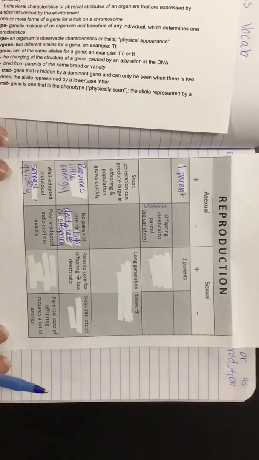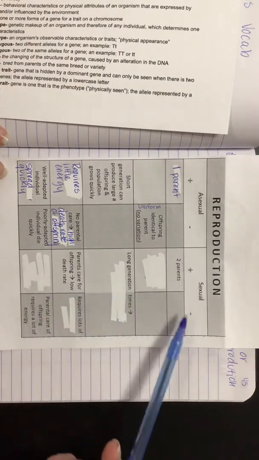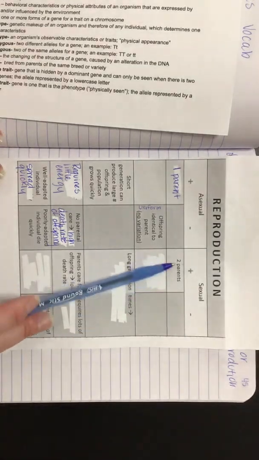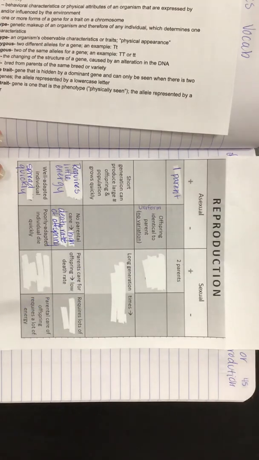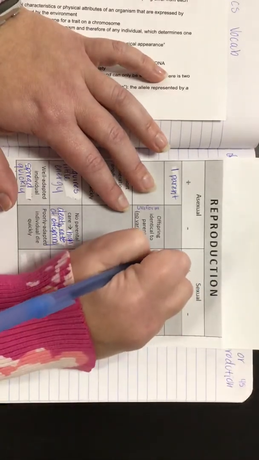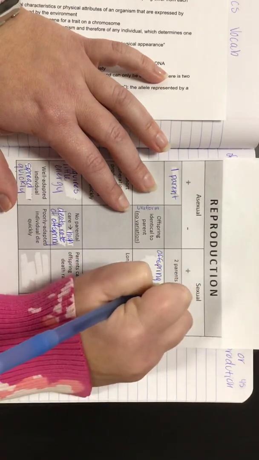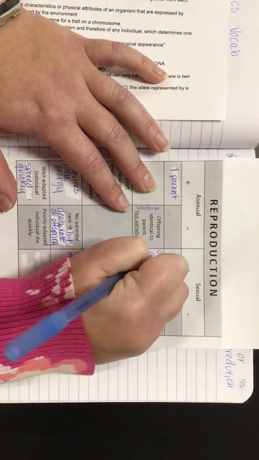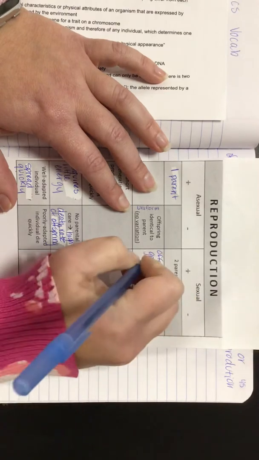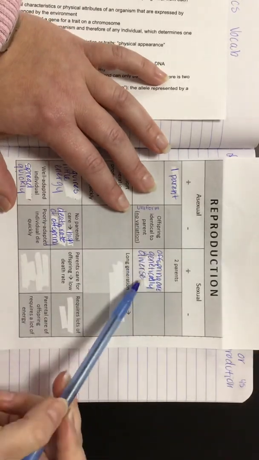Okay, so now we're going to go to the side about sexual reproduction. Remember, the pluses are the advantages, the minuses are the disadvantages. So we're going to fill in whatever is missing. And the plus is it requires 2 parents. When we have that, then we have offsprings that are genetically diverse. So in that next box, we're going to put offspring are genetically diverse. So it says offspring are genetically diverse.